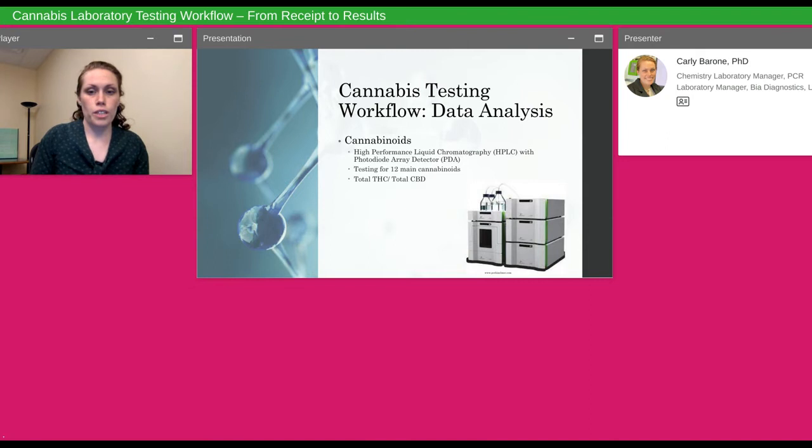In our laboratory, we're looking at 12 main cannabinoids, and other laboratories will look for 6, some will look for 16. Depends on what the customers are looking for and are interested in seeing in their products. We also are reporting total THC and total CBD based on these numbers.